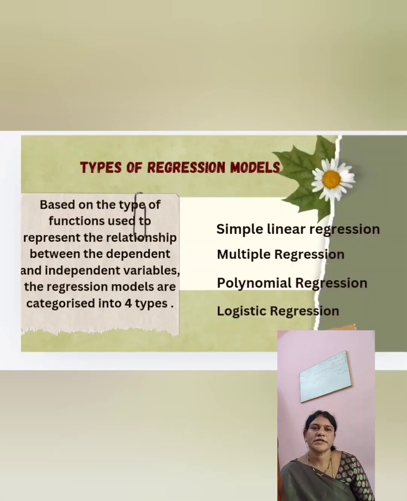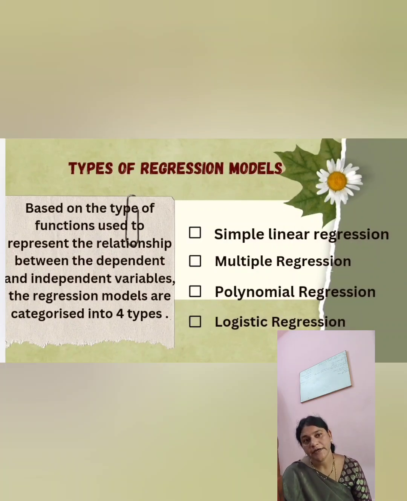Now we are going to discuss the types of regression. Based on the type of function used to represent the relationship between the dependent and the independent variables, regression models are categorized into four types. First one is simple linear regression. Second, multiple regression, then polynomial regression, and logistic regression. So we have four types of regression. We will see them one by one.